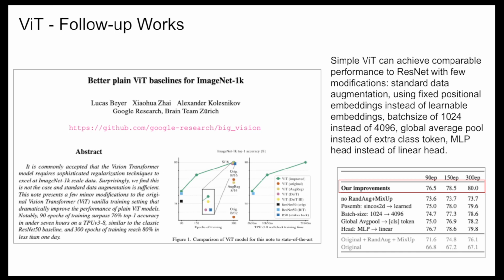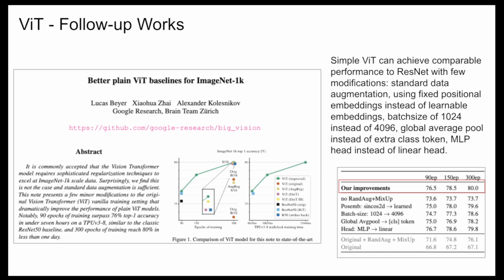Another nice follow-up work is Better Plain ViT Baselines for ImageNet. I think this was a very small paper, maybe like 2 pages if I remember. I'll read the abstract since it's pretty small. It's commonly accepted that vision transformer models require sophisticated regularization techniques to excel at ImageNet 1K scale data. Surprisingly, we find this is not the case, and the standard data augmentation is sufficient.